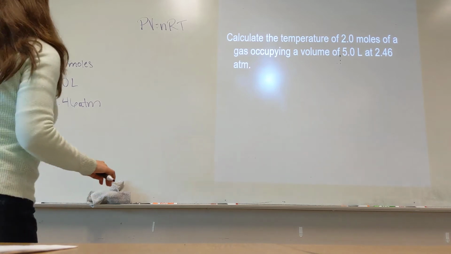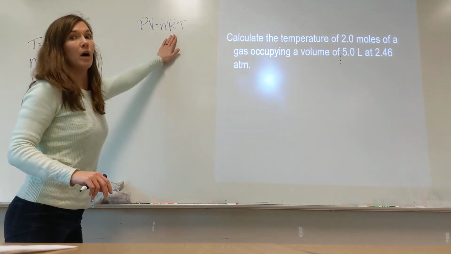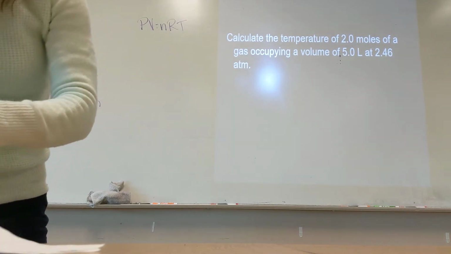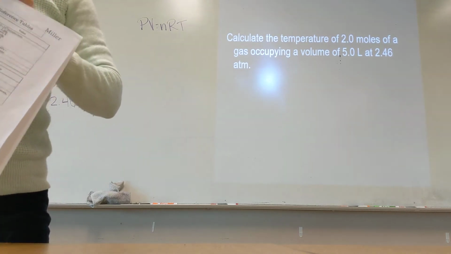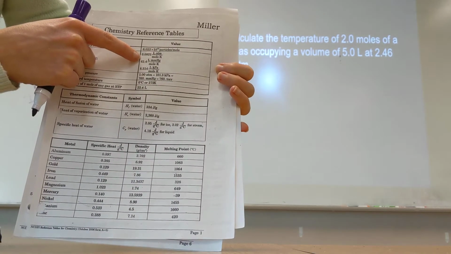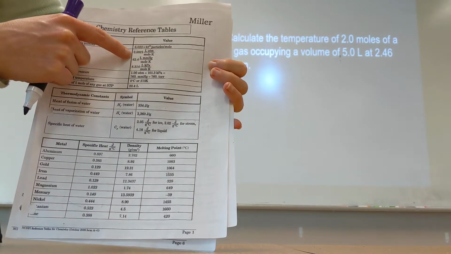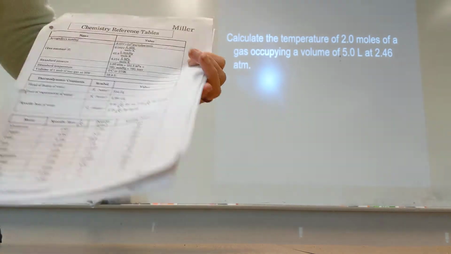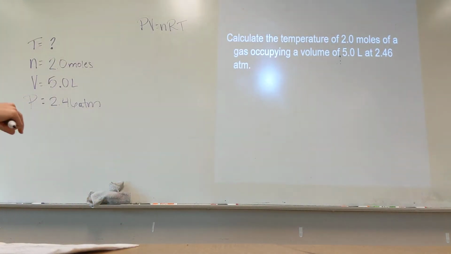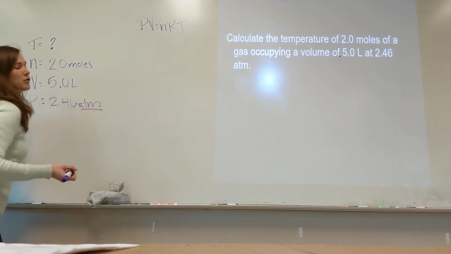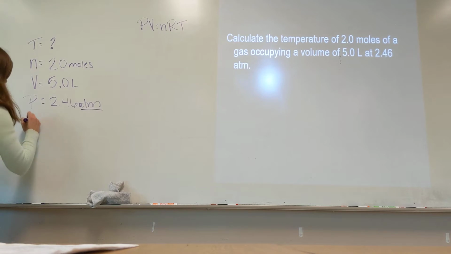And you might be wondering, hey, I'm missing R. Well, R is also in your reference packet. It's on page 1. So you can look up and find which R we're going to use. Right here, we're going to use the top one, 0.0821 liters times atmospheres divided by moles times Kelvin. Why are we going to be using that one? Our pressure is in atmospheres.